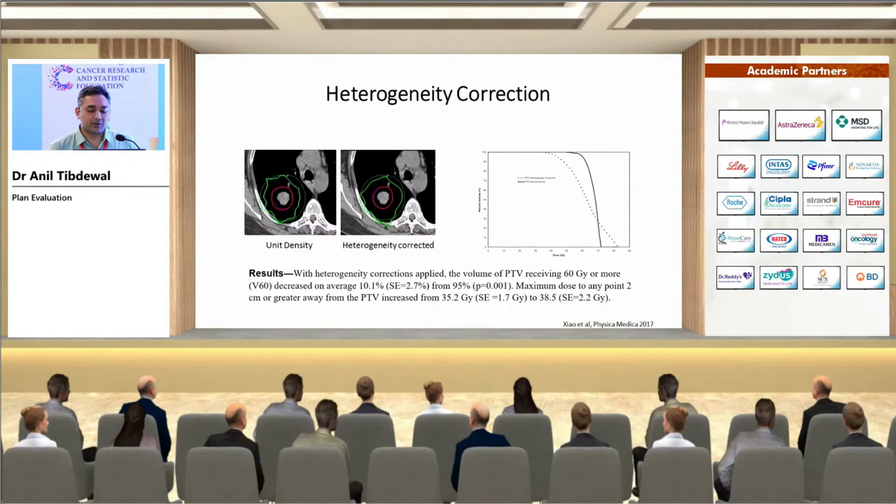If you apply the heterogeneity correction, the 100% prescription isodose does contract and the 50% isodose expands due to the lung tissue heterogeneity. And they concluded that with heterogeneity correction applied, the volume of PTV receiving 60 gray or more decreased on average by 10% from 95%. Here they have taken the largest tumor size example. Here they have shown that the PTV coverage was decreasing.